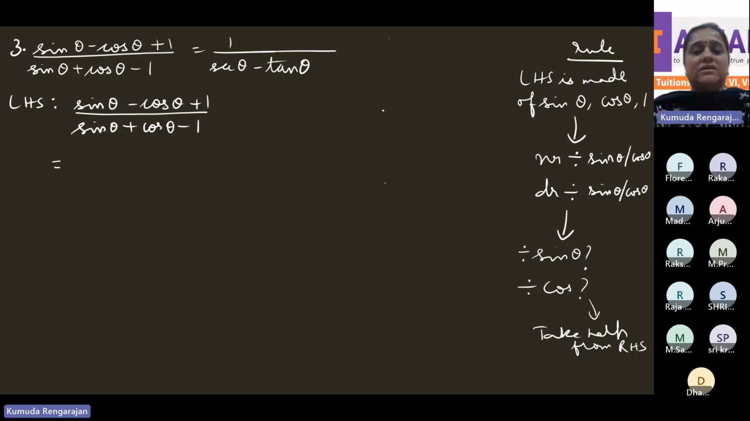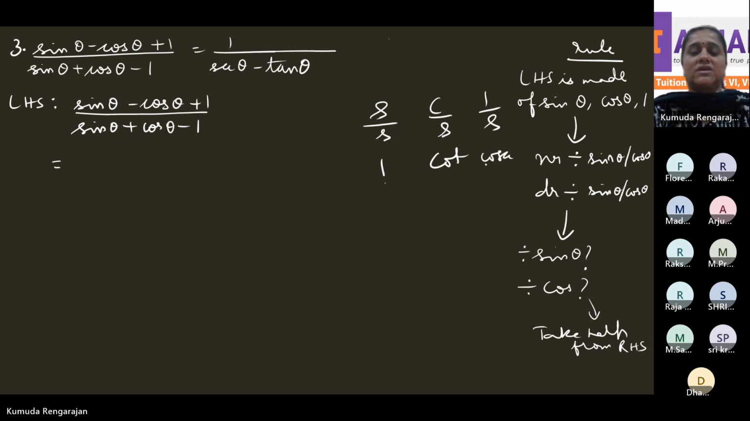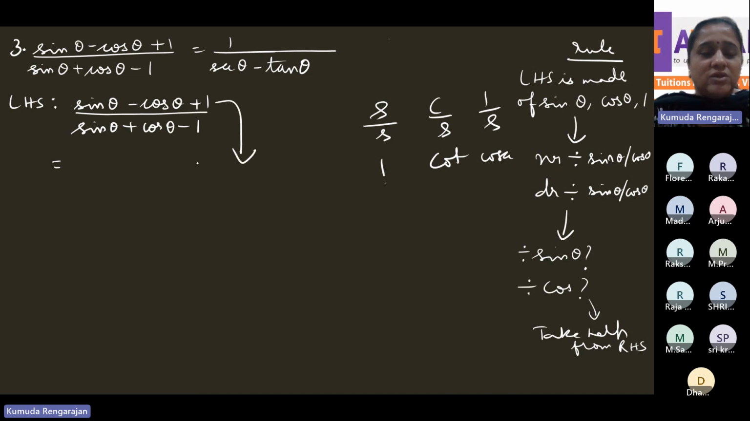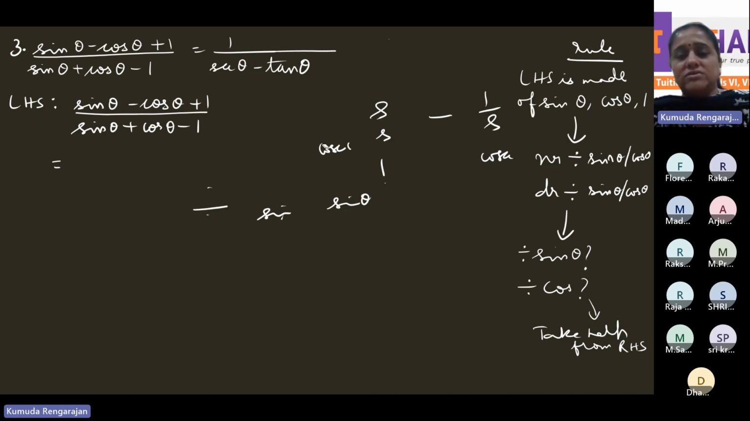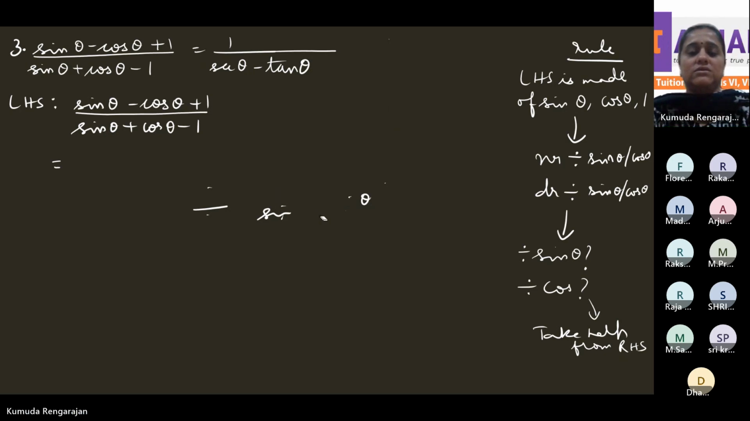But if you divide by sine, what is sine by sine? 1. What is cos by sine? Cot. And what is 1 by sine? 1 by sine is cosecant. See, children, I'm just using these terms, the numerator: sine theta, cos theta and 1. Just do it in your mind, divide sine by sine, cos by sine and 1 by sine. Sine by sine is 1, cos by sine is cot, 1 by sine is cosecant. And that is not what we have in the RHS. So we don't divide by sine, but we divide by cos. So we have decided now the right thing.